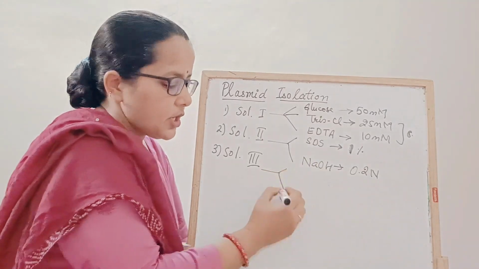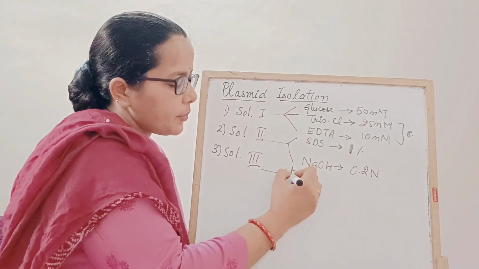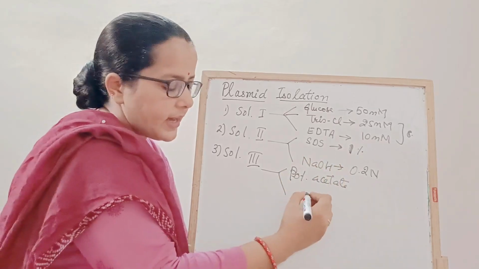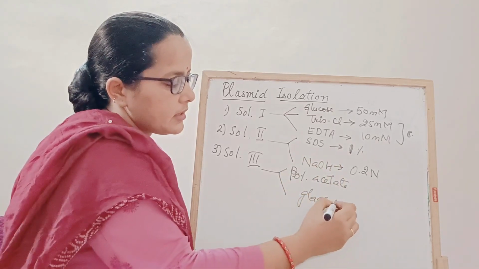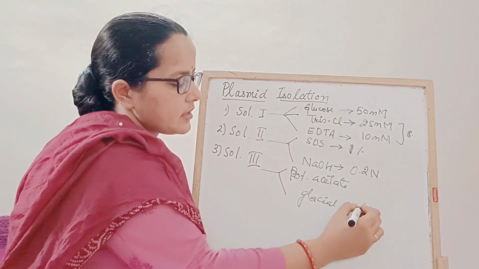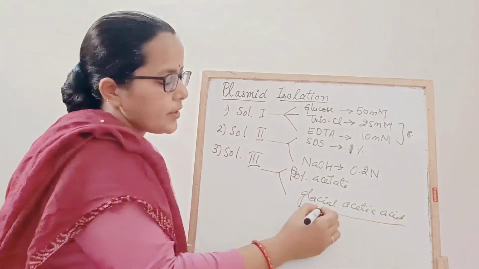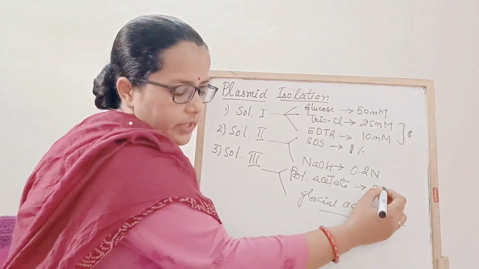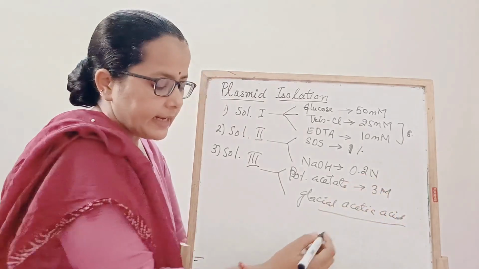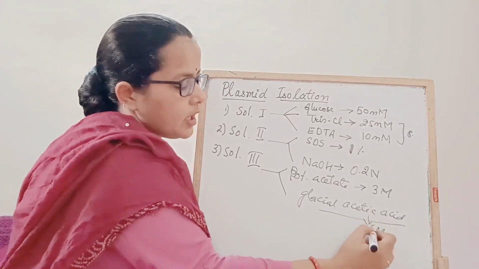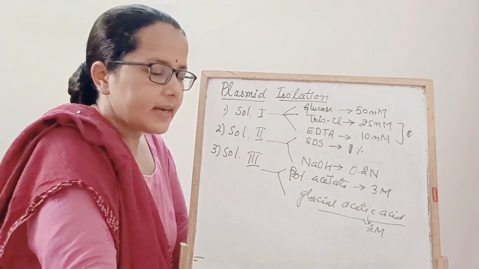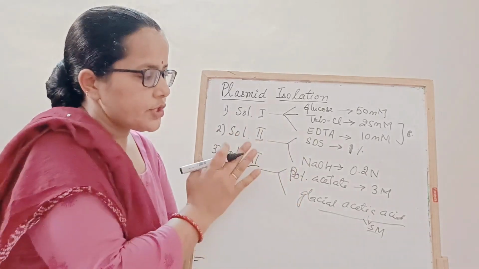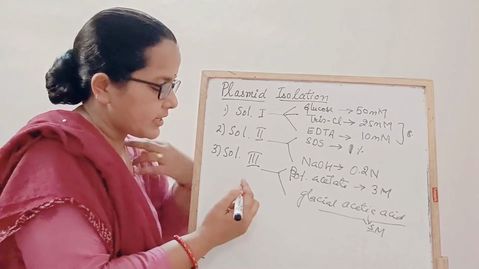And then solution 3 has potassium acetate and glacial acetic acid. You need 3 molar potassium acetate, and the glacial acetic acid should be 5 molar. For that you have to calculate how much volume to add and how much concentration to prepare. So these are the three solutions which we are going to use during plasmid isolation.